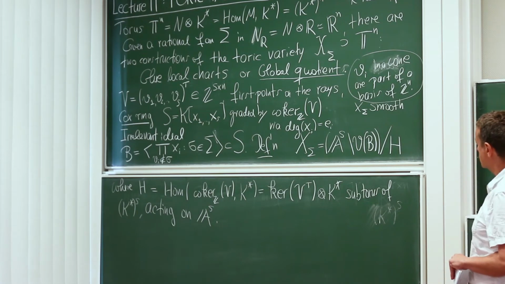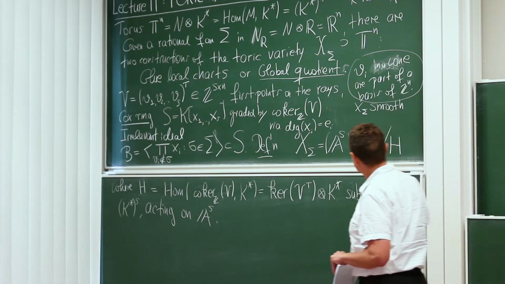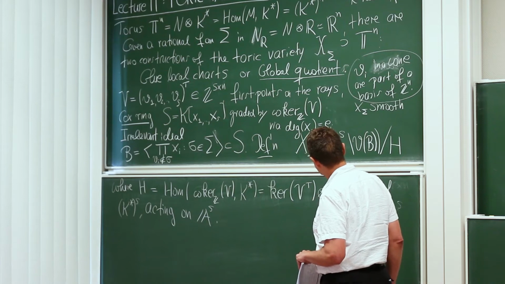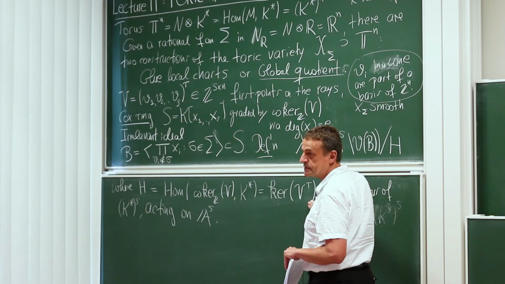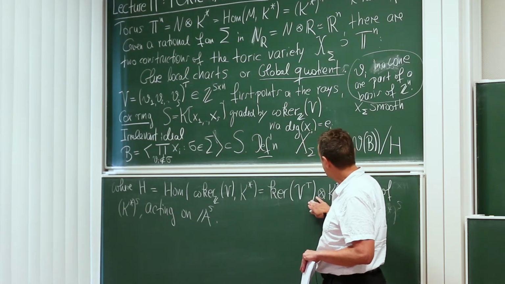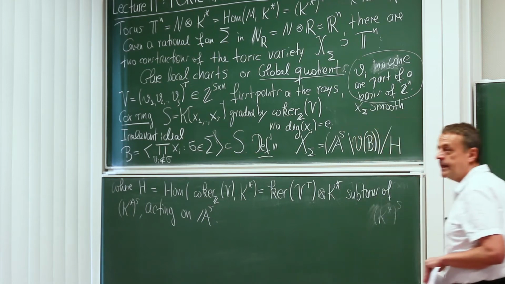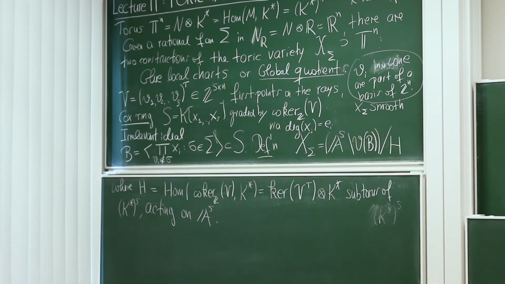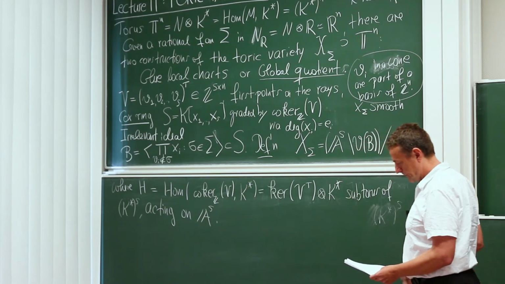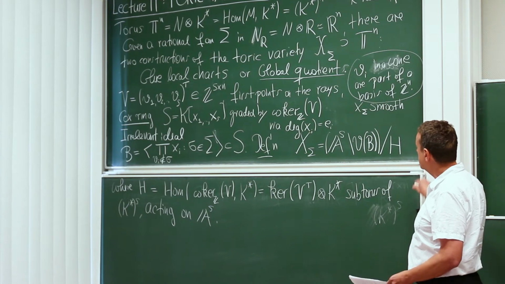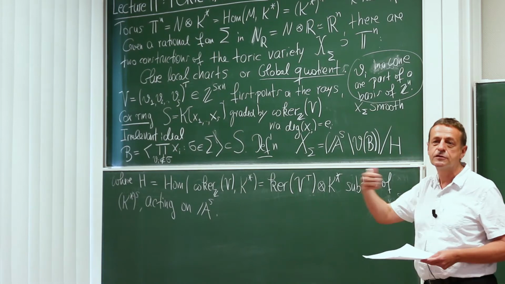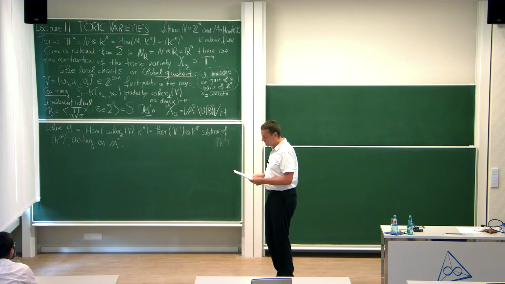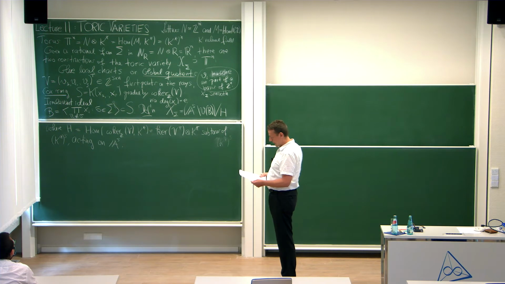So this is the situation, and this comes with a natural action, right? The kernel of V transpose is a sublattice of the n-dimensional lattice, so therefore this is a subtorus of K star to the n. Again, tensor product of abelian groups. Okay, so this is how you give a toric variety by the abstract global quotient construction starting from an arbitrary rational fan. Let's see an example.